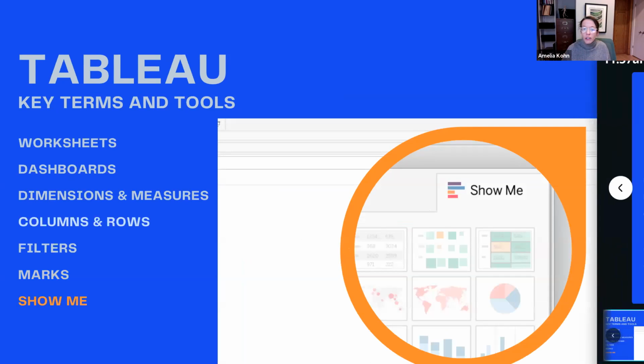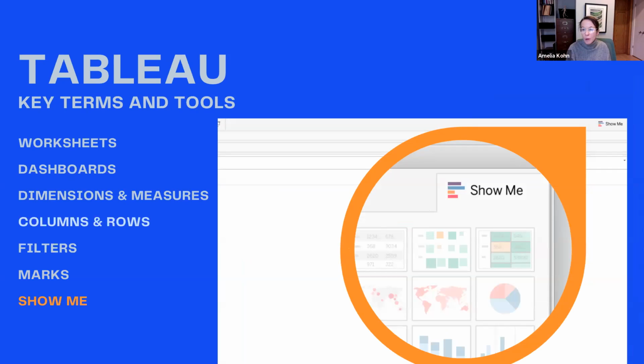Okay, and finally, I just wanted to alert you to this Show Me button, which is always in the upper right-hand corner of the Tableau worksheet screen. The way this works is that whatever measures or dimensions are already in the view or are highlighted on that data pane on the left, if you click the Show Me button, Tableau will suggest some chart types that might work for those measures and dimensions that have been selected. And then if you like one of them, you can click on it and it will automatically create that chart for you. And then you can alter it to better fit your needs.